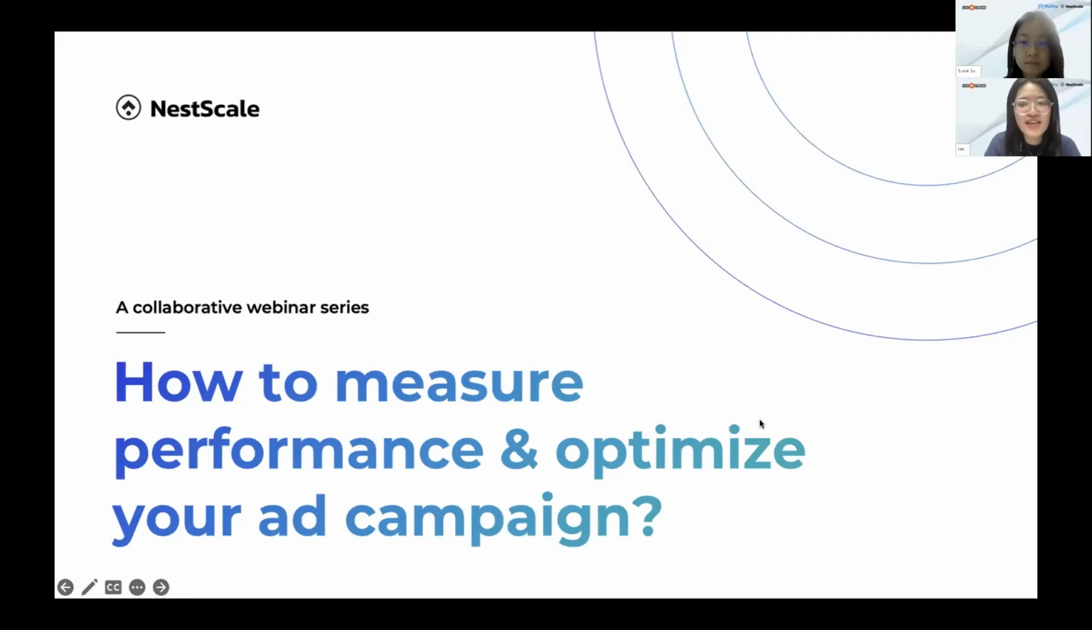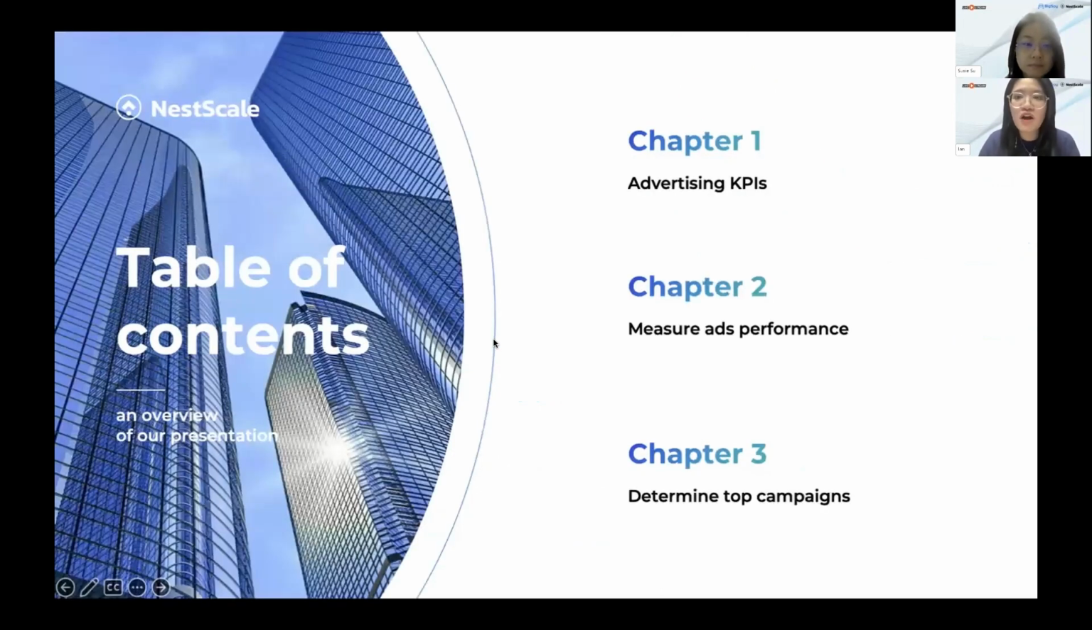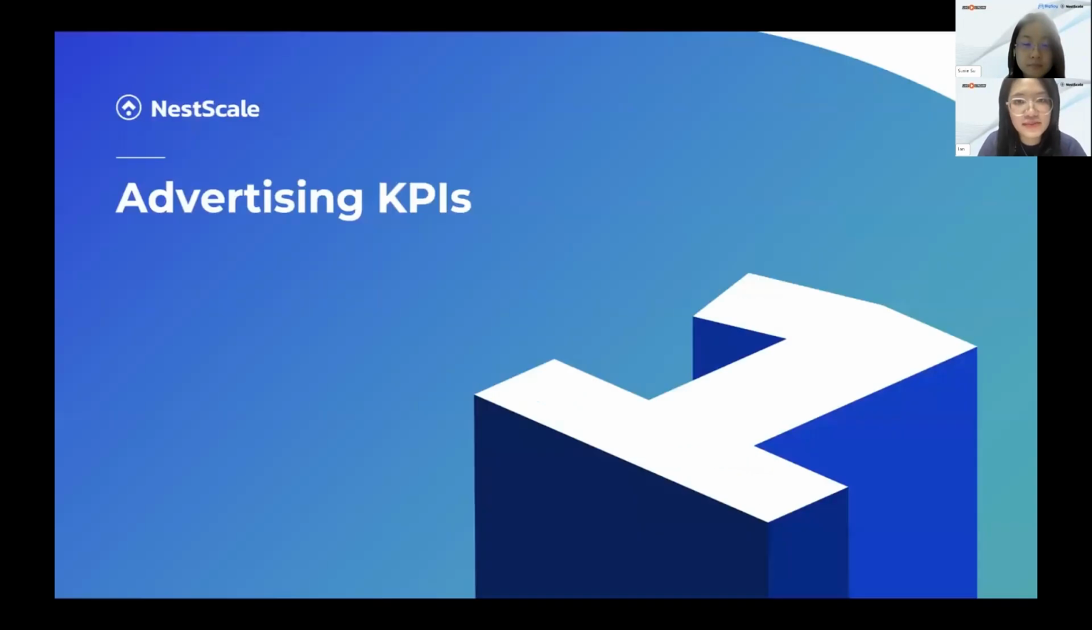However, that's not the end of the story. If brands truly want effective ad campaigns and drive sales, the next step is to measure performance and continuously optimize your campaign. And that has led us to our sharing today: how to measure performance and optimize your ad campaign. Okay, so today we'll be covering 3 main sections. Chapter 1, Advertising KPIs. Chapter 2, how to measure your ad performance. And Chapter 3, how to determine your top performing campaigns.